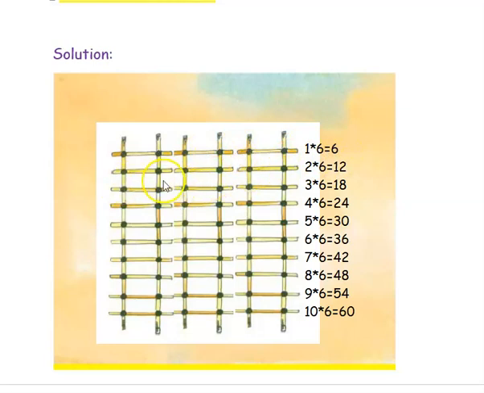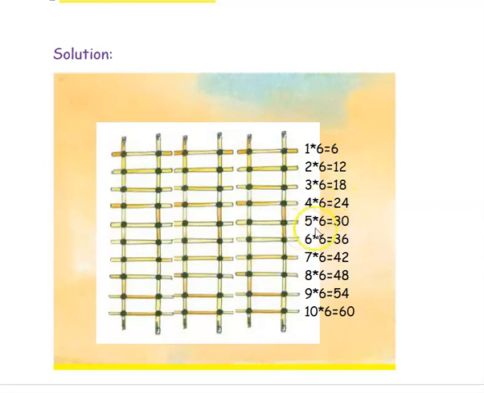If I place the second stick, it will cross at 12 points. So 2 into 6 is 12. So again I have added 6. So here it is repeated addition of 6. So the 6 times table gives you the repeated addition of 6. So if you place 3, then 3 into 6 will be 18. 4 into 6 will be 24. You have to add 6 to this 18, so you will get 24.